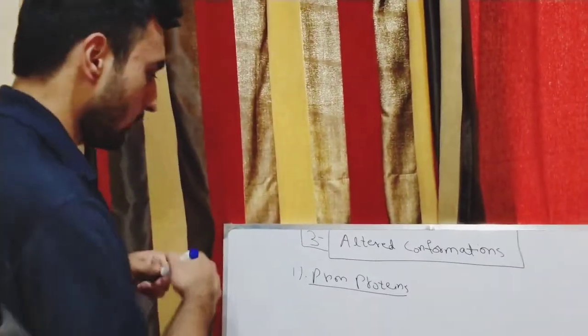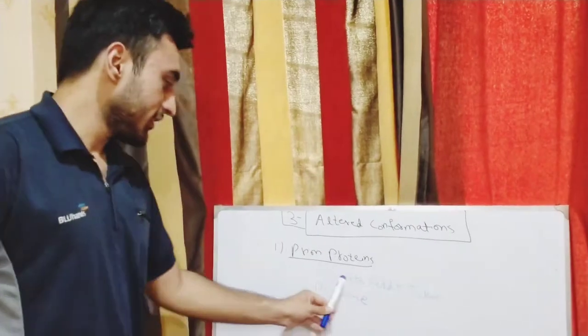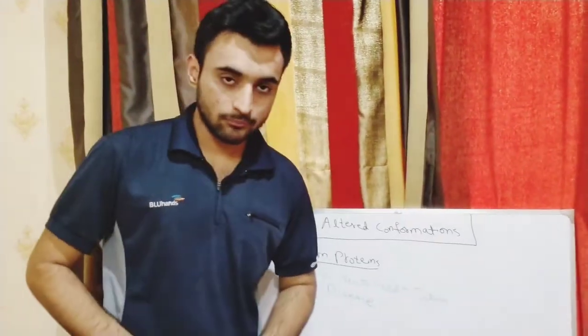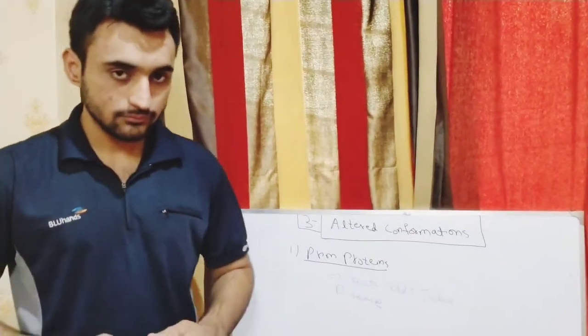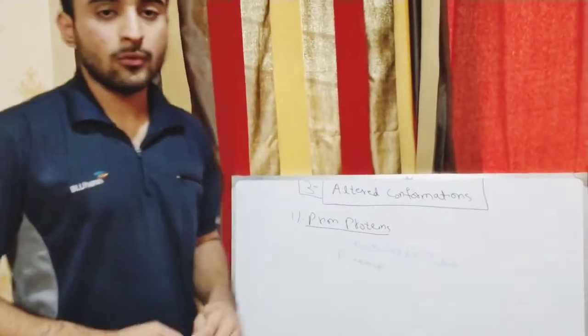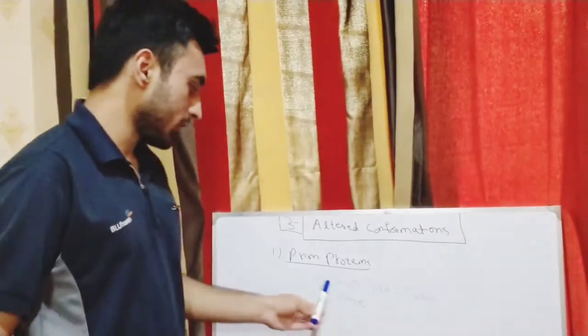So what disease does prion protein cause? Creutzfeldt-Jakob disease is a neurodegenerative disorder which actually affects our brain, and it is caused by the prion protein, which is actually the abnormal isoform of the cellular glycoprotein. So what causes this disease?